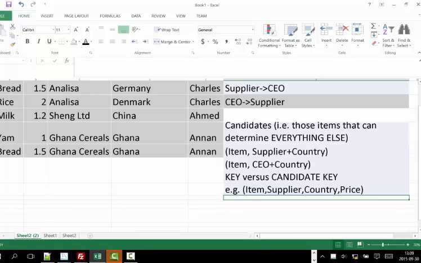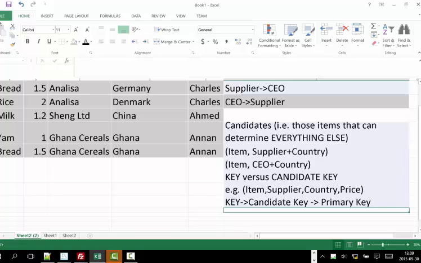It goes from key to candidate to primary, yes. So it becomes more and more constrained and more specific. So from key to candidate key to primary key. So key is the biggest. Anything that identifies the row is a key.